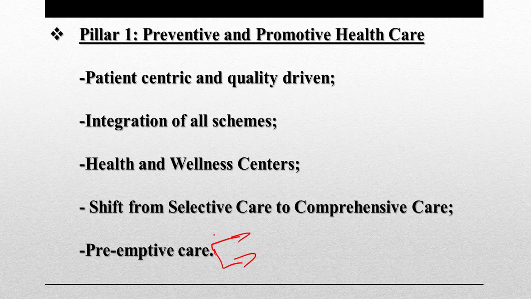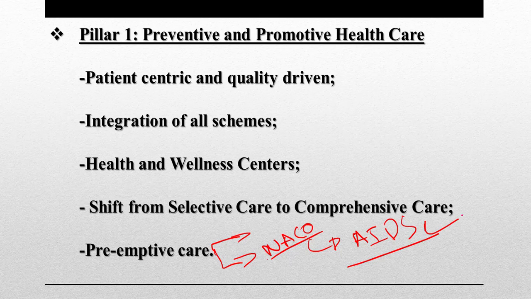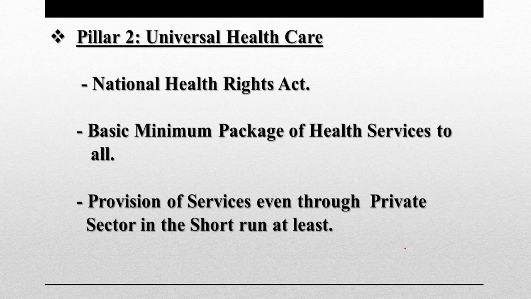In terms of preemptive care, we can also take the example of AIDS, wherein the National AIDS Control Organization, NACO, is creating awareness programs to spread awareness regarding AIDS. So how AIDS occurs and other things, so that there is preemption. They're not letting the disease occur in the first place itself. That is the idea. Let us move to the next pillar, that is pillar 2, universal health care.